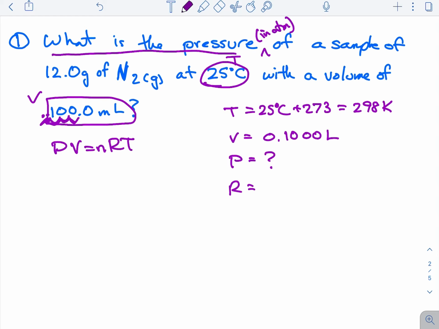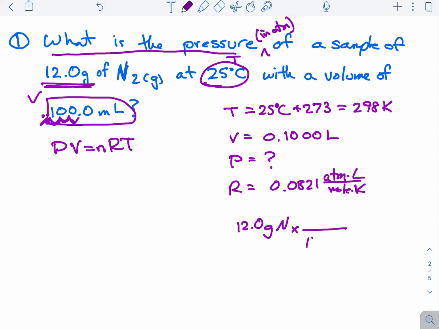So the value of R we're going to use is 0.0821 atmosphere liters per mole Kelvin to match the units that we're asked for, which is atmospheres. Now, the thing we don't have is n, but we have a way to get to n. We're given that there are 12 grams of nitrogen, and we can take that and change grams to moles, because we've been doing this for weeks now. Get out our calculator: 12 divided by 14 is 0.857 moles. So that's going to be our n value.